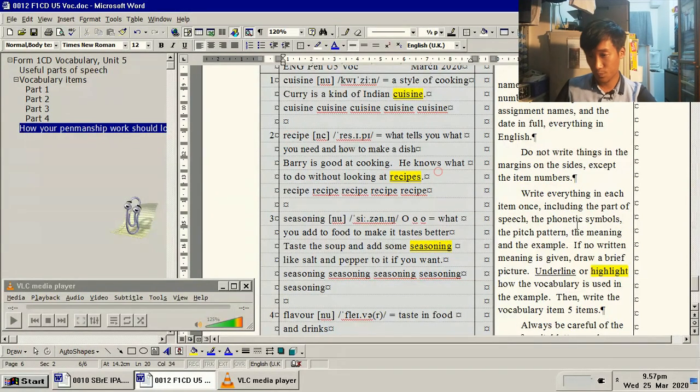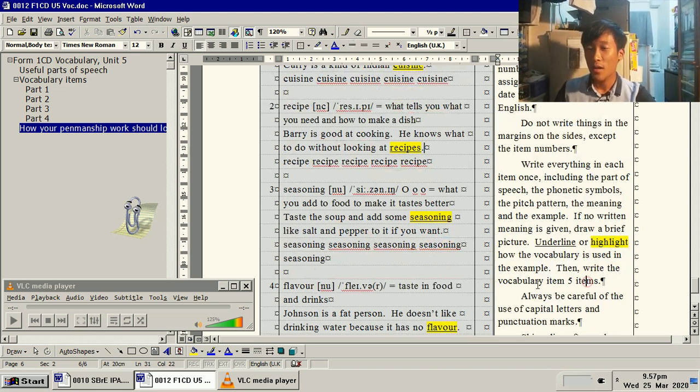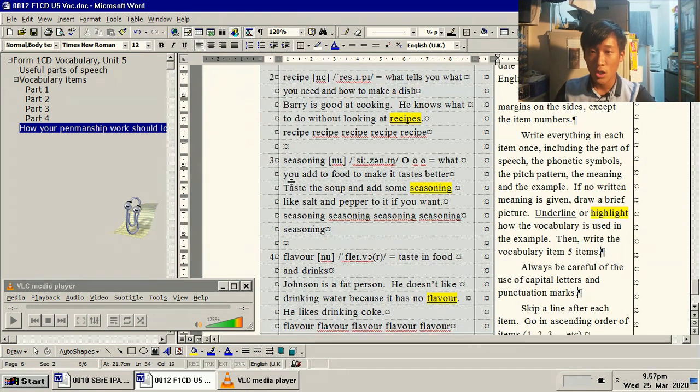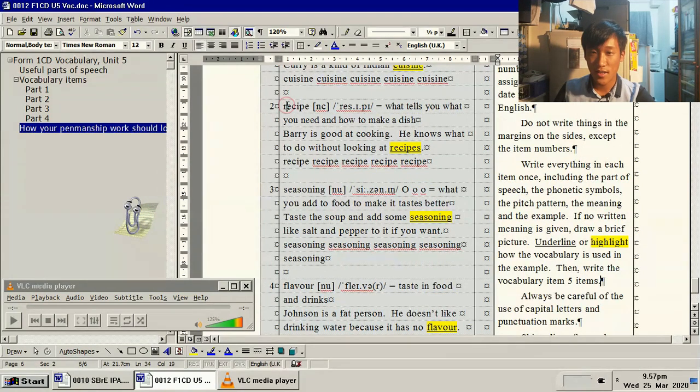Okay. And then penmanship, the vocabulary item 5 times. You copy the base form. Do not write the S, because sometimes if your meaning is 1, there is no S, then you practice the base form of the word. 5 times should be no problem. And then always be careful of the use of capital letters and punctuation marks. So do not write a capital letter here.